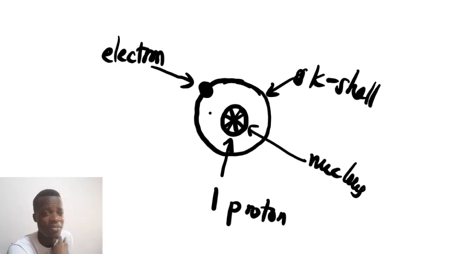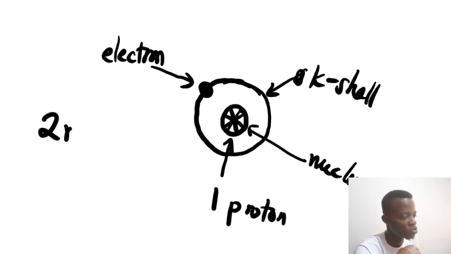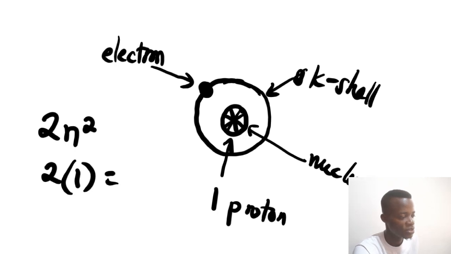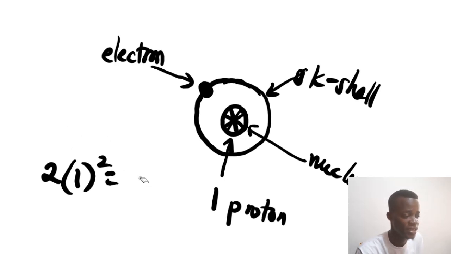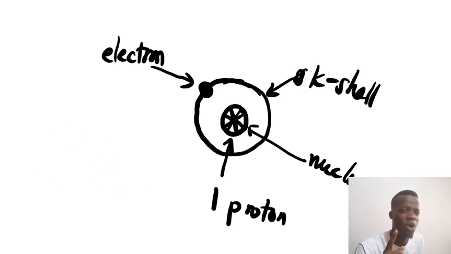But you know that for the K shell to be stable, it has to have a maximum of 2 electrons, right? Because the shells follow the formula 2n squared, and n in the case of the K shell is 1, which squared gives 2. So we need a maximum of 2 electrons for the K shell to be stable, and hydrogen has only the K shell, and on that K shell it has 1 electron. So that doesn't make it stable.